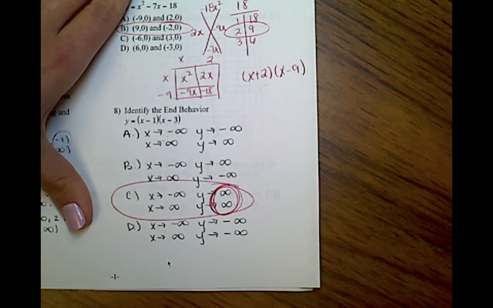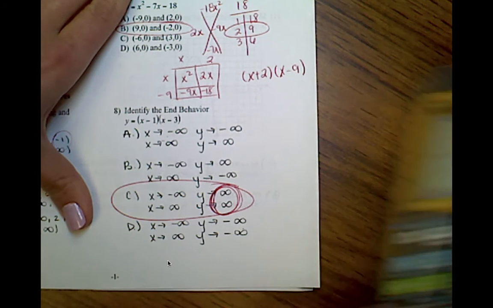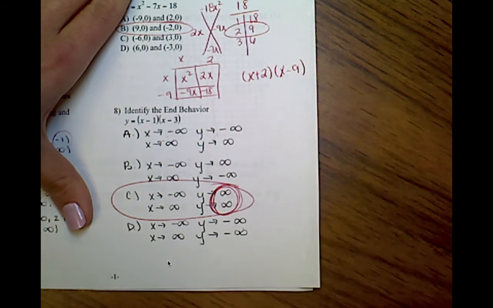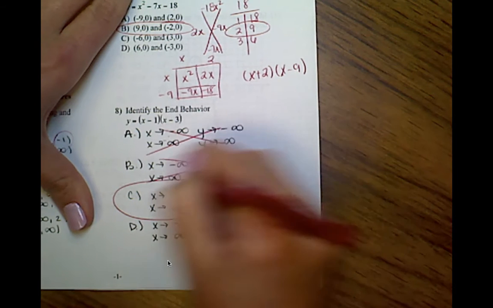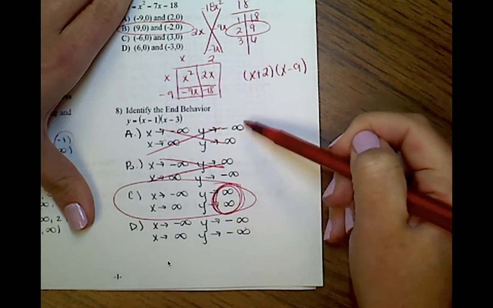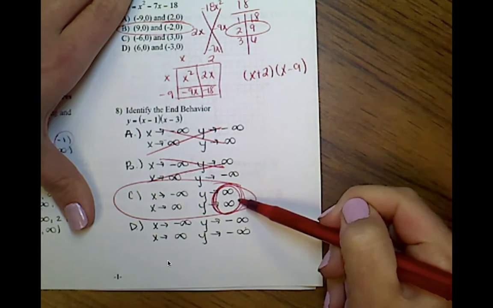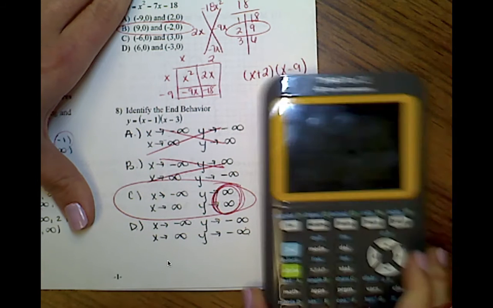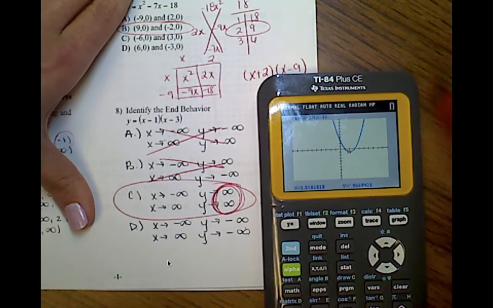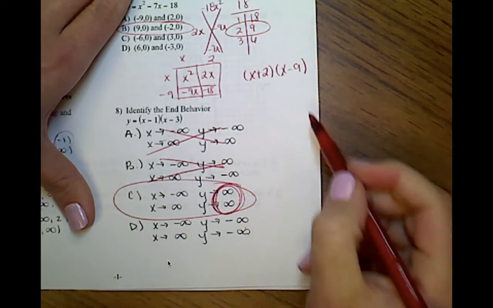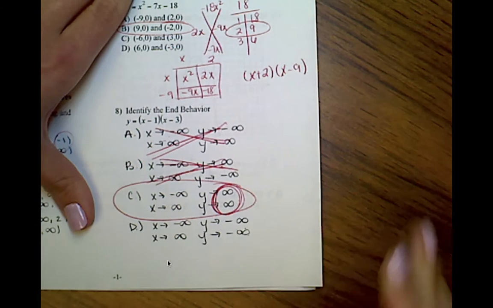Okay, now if it was opening down, it'd be there, but this is opening up, so it's both going to positive infinity. We told you it's not going to be these two because those are opposites, okay? So they're both positive infinity or both negative infinity, but this one is opening up, so they're both going to be positive infinity. Tomorrow on your test, neither one of them is going to have opposite signs. They're always going in the same direction.